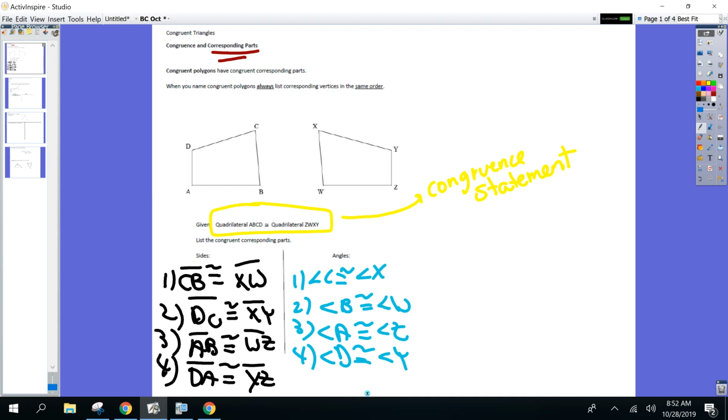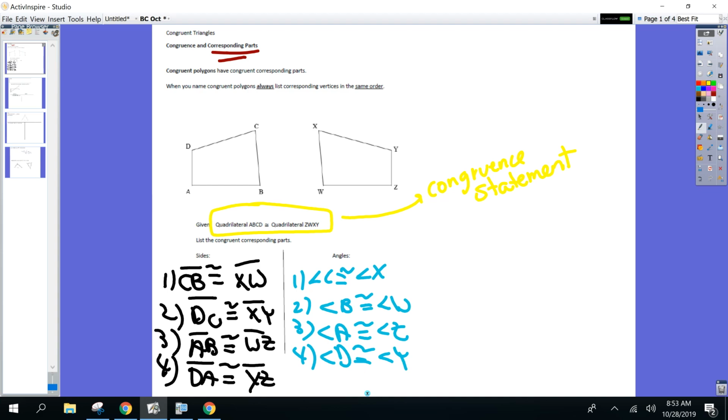Now, how did I use that to know you guys were correct? How did I use that every single time to see if you matched them up correctly? Well, ready? Here's the first one somebody gave. CB. Okay, here's what Naomi gave me. CB. So all I did when she said CB, I looked at quadrilateral ABCD. Where's C and B? Second and third letter, correct? And then she said, congruent to XW. Where's XW in the other quadrilateral? Second and third.